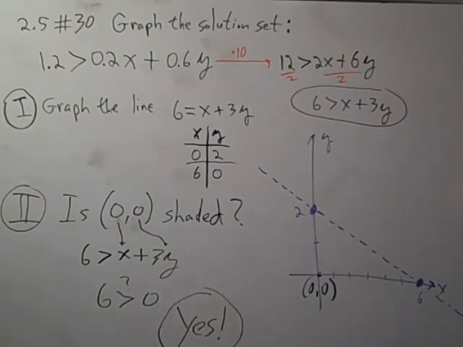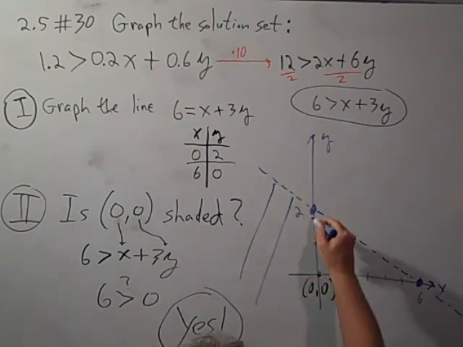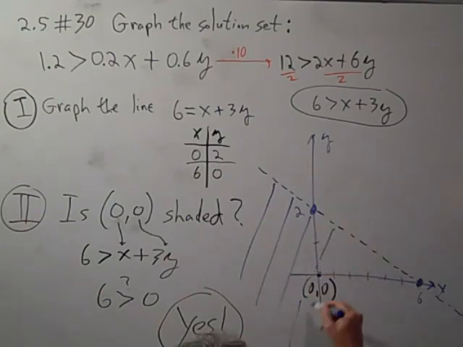So the origin is on the shaded side of our line. So graphing the solution set is graphing everything down here. Every point on this side of the line is in the solution set.